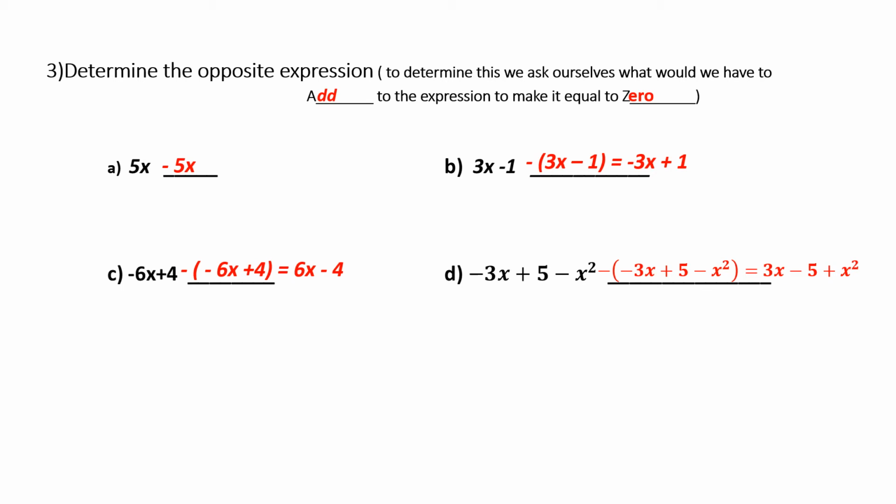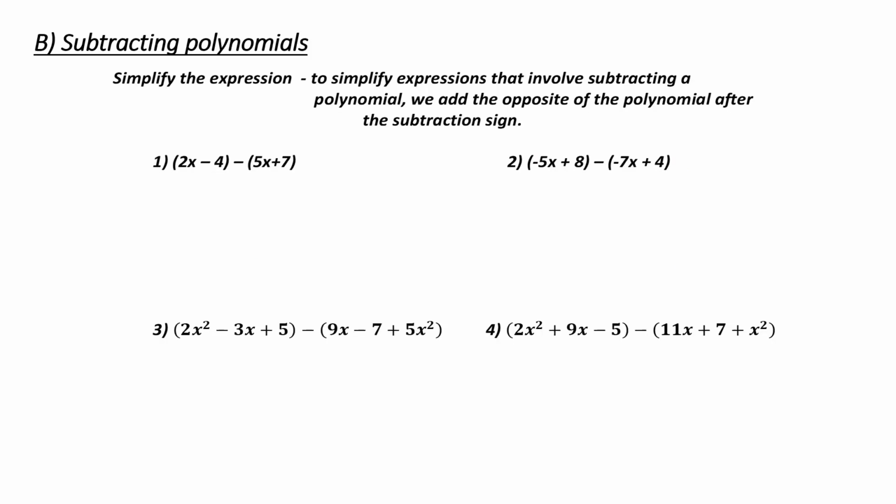Now, the entire reason we did this is so that we can subtract polynomials. Now it says simplify the expression. Again, what we're going to try doing is making it as small as possible by combining like terms. However, because we're subtracting, it means we're going to have to change the signs in the second bracket.